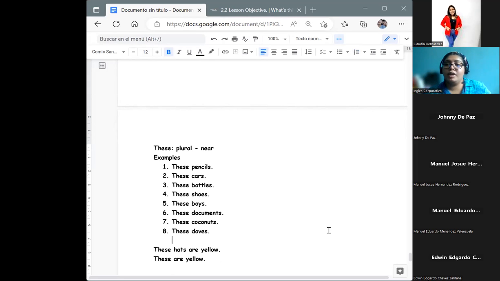So those are the things that we need to know about this and these. Es como la parte más básica del this and these, donde sabemos que uno es plural y el otro es singular.